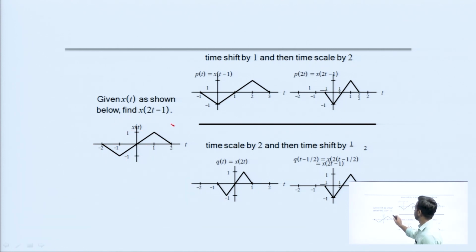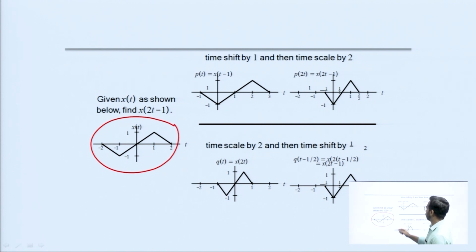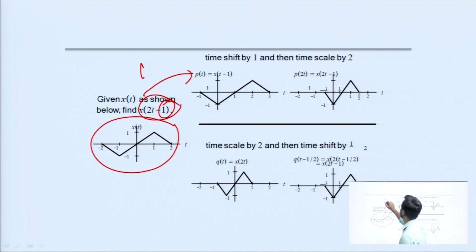Now, this was x(t). Now we are required to find x(2t - 1). So first let us delay it by 1. Delaying means shifting towards the right. So we have shifted towards the right. See, this is delaying.